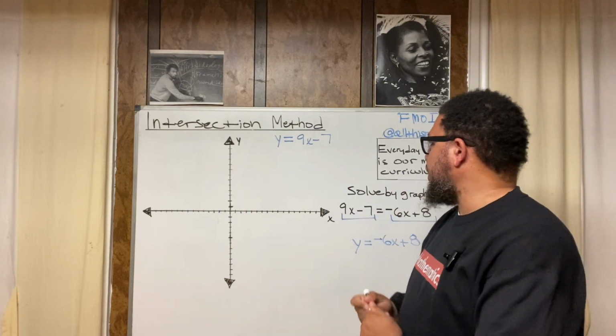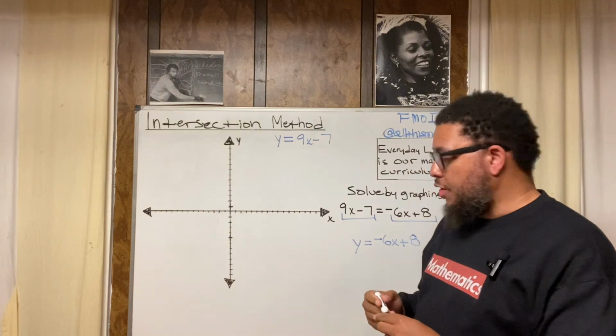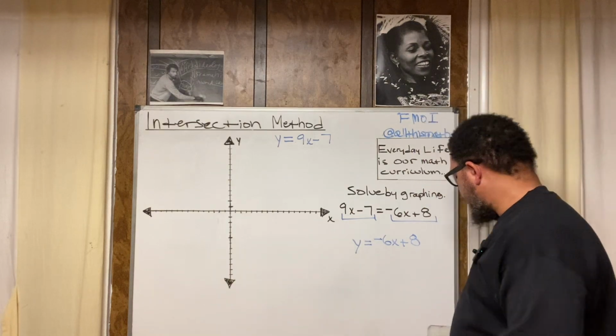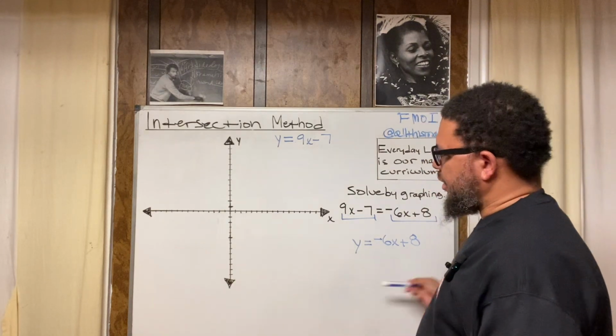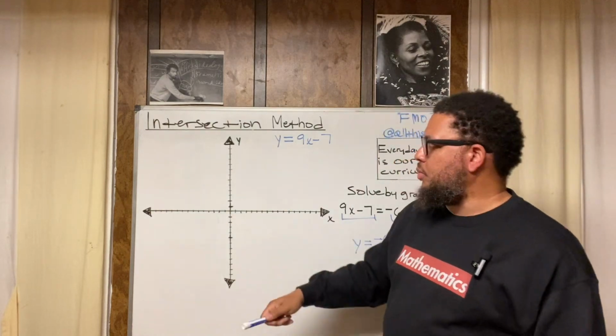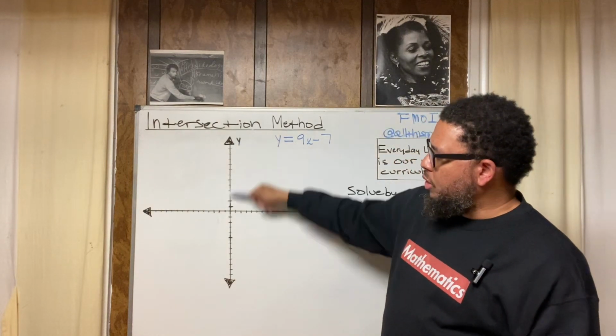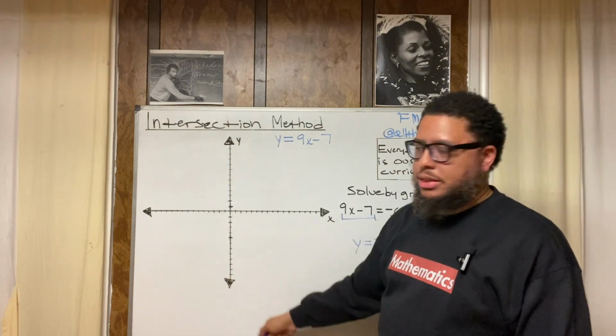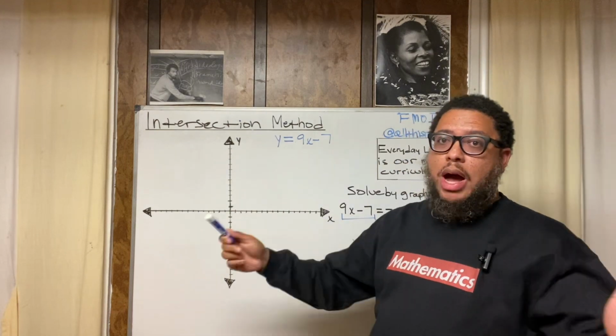So what we're gonna do is we're gonna find negative 7 on the y-axis, not the x-axis. A lot of people like to do that. If it's the y-intercept, it's on the y-axis. That's why it's called the y-intercept.